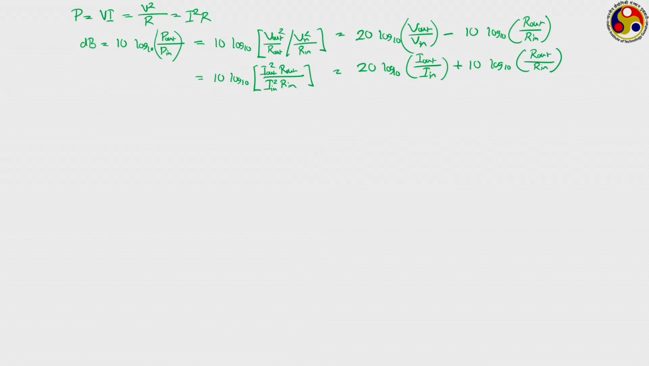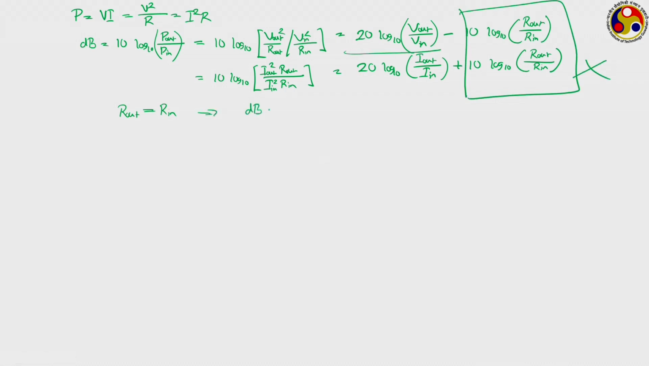In several situations we generally neglect the presence of R out or R in, or I should say the difference between R out and R in. That is, if the resistance of the output side is equal to the resistance of the input side, then we can neglect this portion, leaving out only this. That is, in several situations we can have dB given approximately equal to 20 log base 10 of V out by V in, but that is possible only when we have this particular condition satisfied, otherwise that may introduce significant error in your measurement.